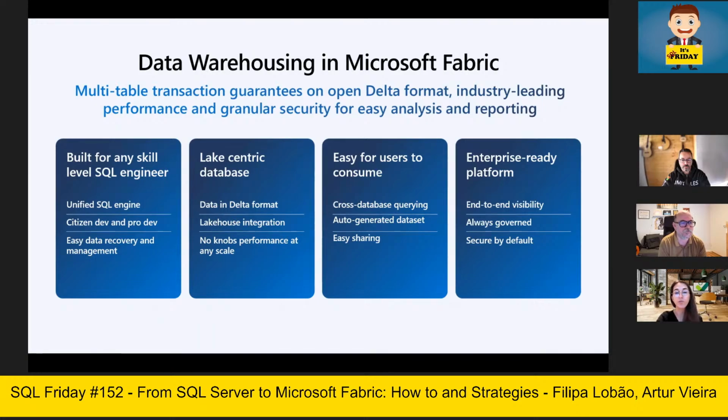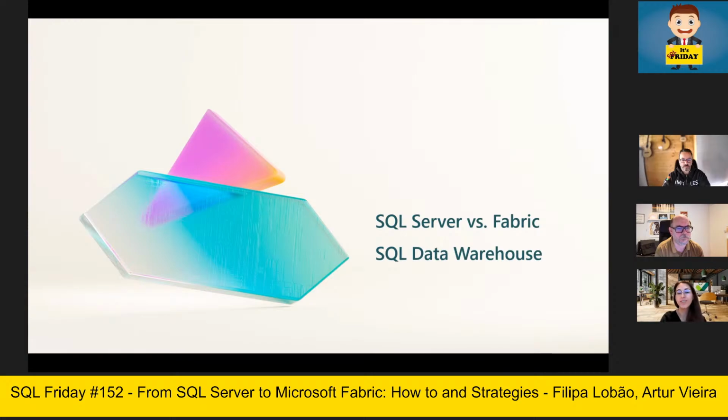So it's a great advantage for cross-database querying. Then it also comes with an auto-generated dataset, which means you have something like a semantic model on top of this that can be used for reporting needs, right? So it's super easy to share, as easy as sharing, for example, a Word document with another user who has the correct permission. And of course, it's an enterprise-ready platform, always governed and secured by default, right? So we have here a component on how Fabric is going to work, but also how the data warehouse piece is so important.